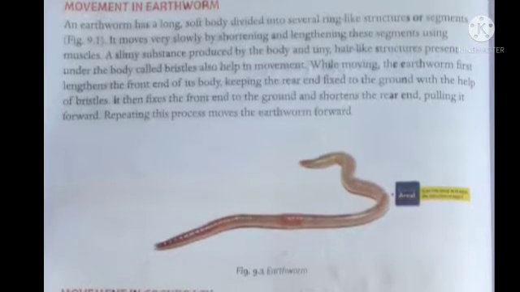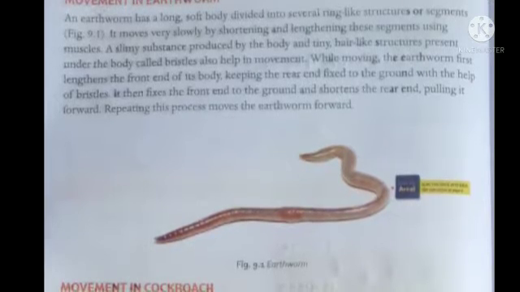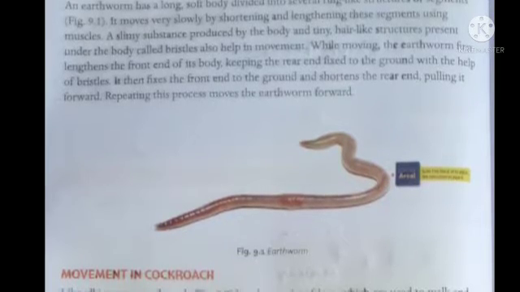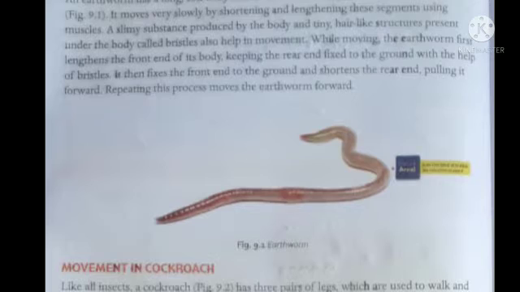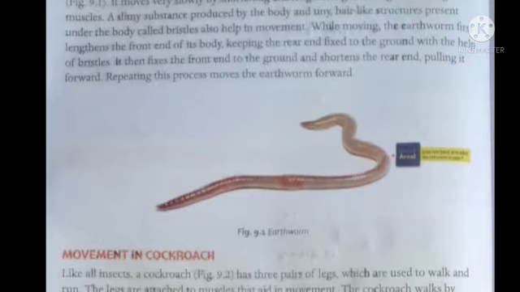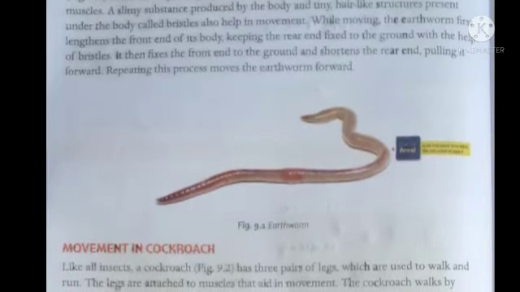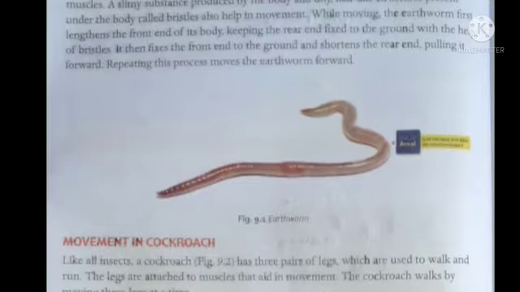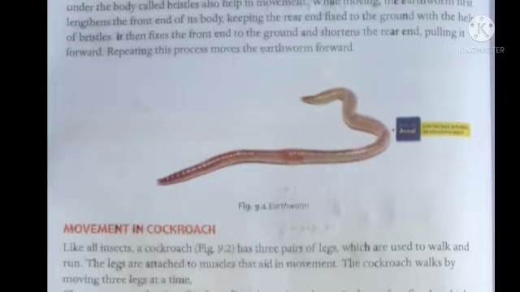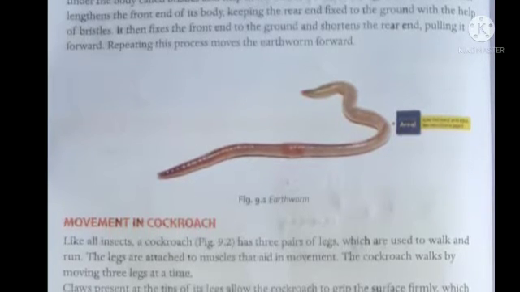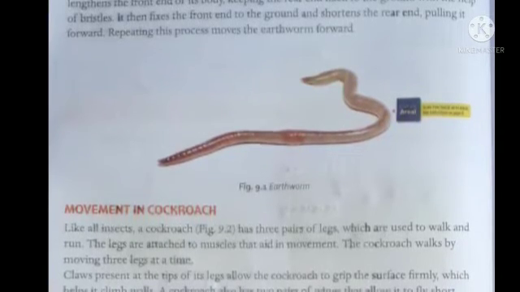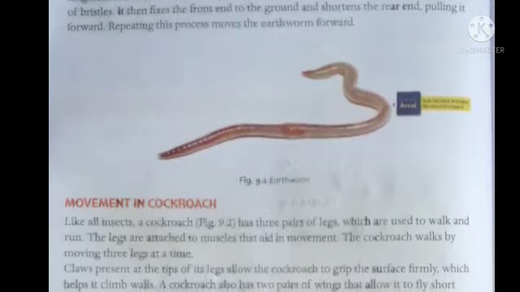Now students, first we are going to discuss how the earthworm moves. So students, the earthworm has a long, soft body which is divided into several ring-like structures, and those structures are also known as segments. They move very slowly by shortening and lengthening these segments or rings using their muscles. Also, a slimy substance produced by their body and tiny hair-like structures present under their body, known as bristles, also help in the movement of the earthworm.